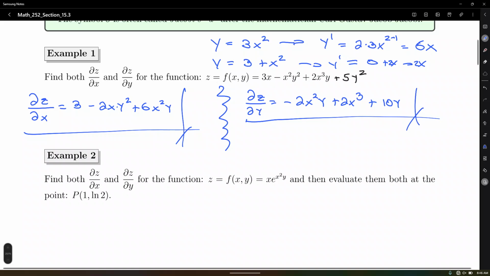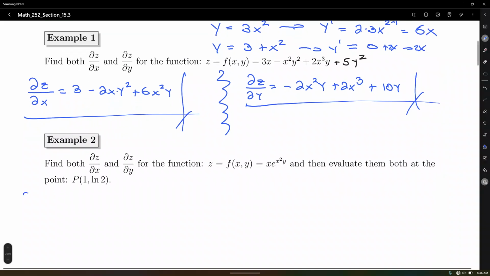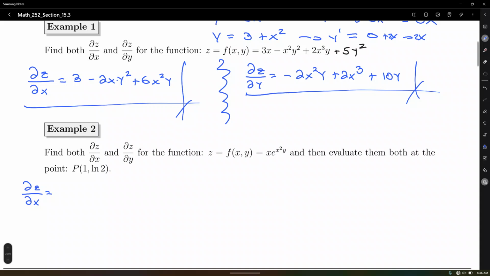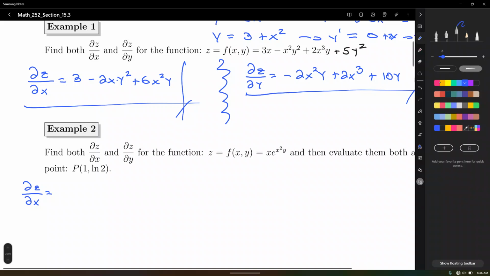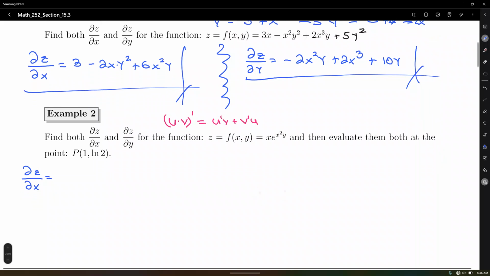All right. So let's find the partial derivative with respect to x. So the partial of z with respect to x. Here, differentiating with respect to x, notice how we have a product of 2 functions that contain x. So we will have to use the product rule. All right? So let me recall what the product rule looks like. u times v prime, that's u prime v plus v prime u. Okay? And that'll be, what's that?